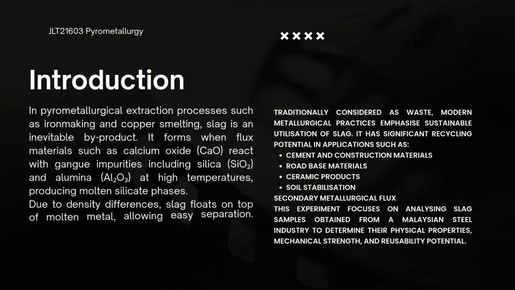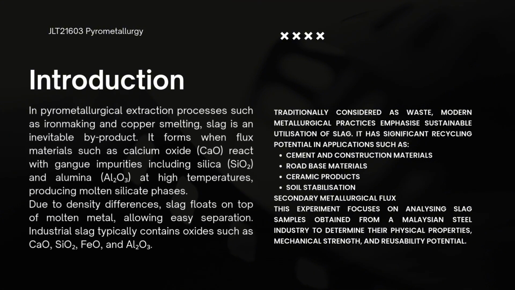Slag is a byproduct formed during high temperature pyrometallurgical processes such as iron making and copper smelting. It's formed when calcium oxide reacts with impurities like silicon and alumina to produce molten silicate phases. Due to density difference, slag floats above metal and can be separated easily. Typical slag contains calcium oxide, silica, iron oxide and alumina.